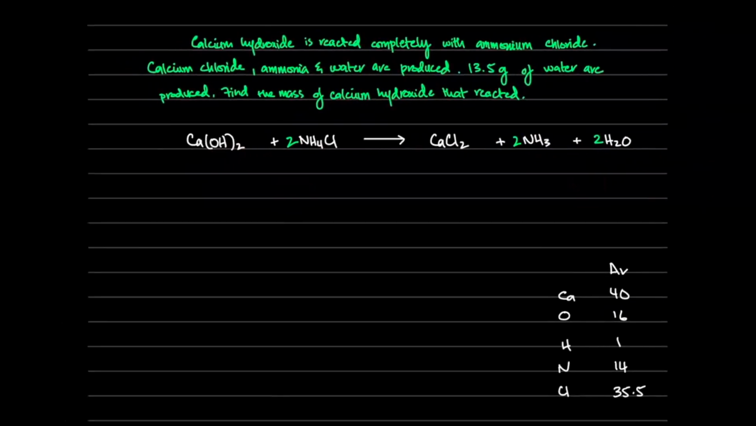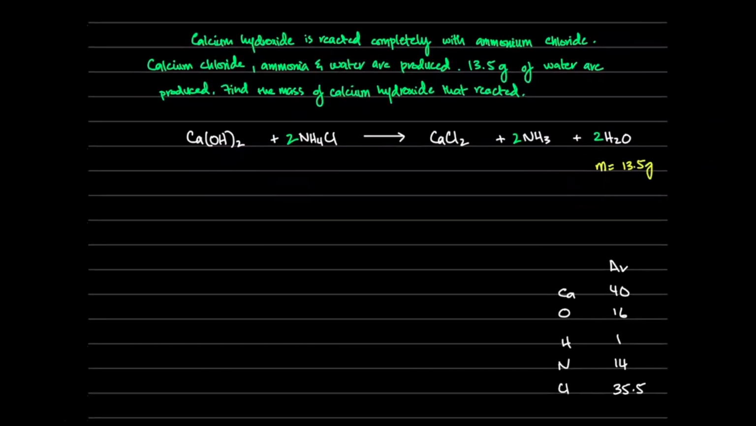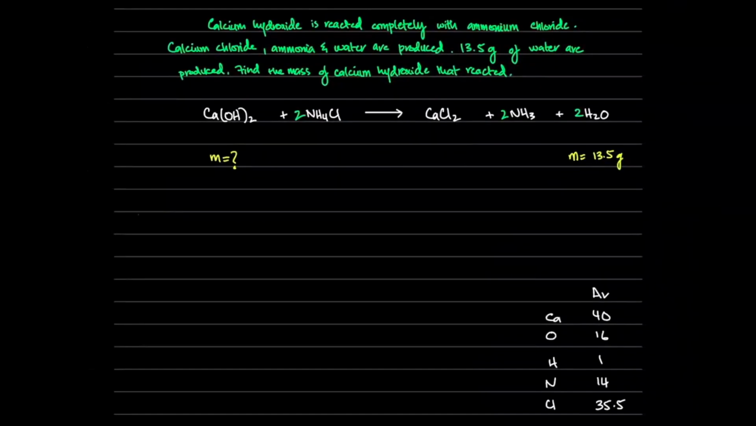Now in this case, they have told us the mass of water that was produced. That's the information given to us. They said 13.5 grams of water are produced. We need to find the mass of calcium hydroxide. So that is your unknown quantity. That's what you have to find, and you know the mass of H2O. Water is our known quantity, right?